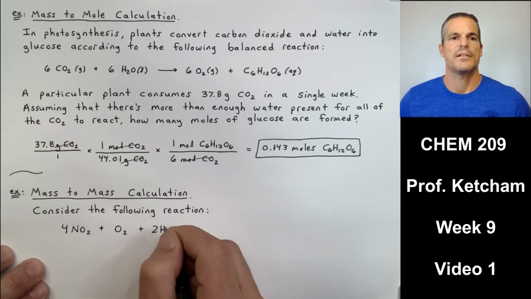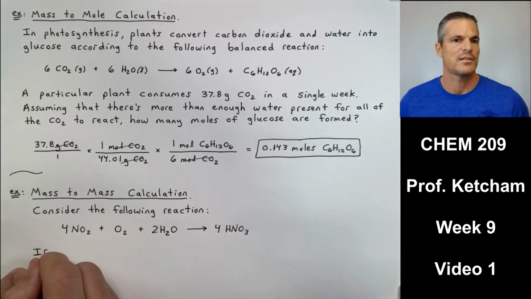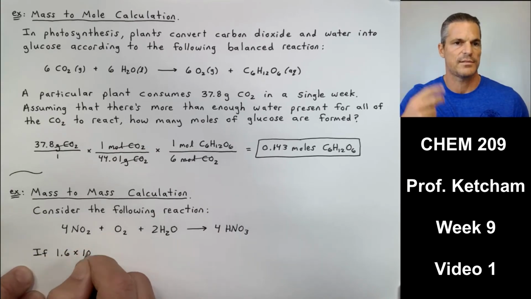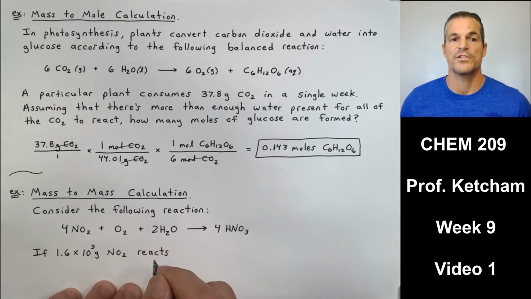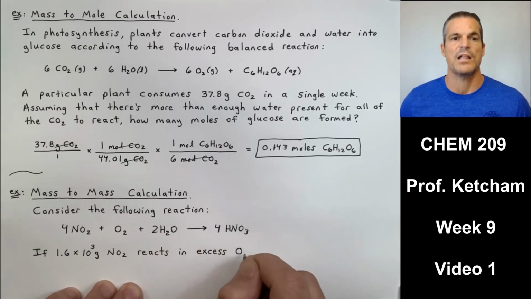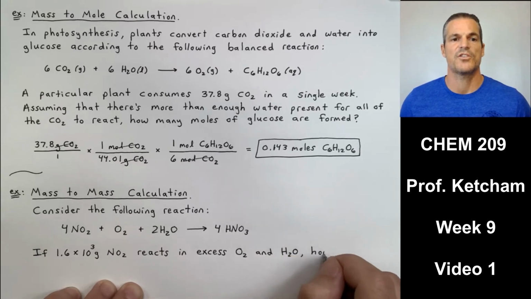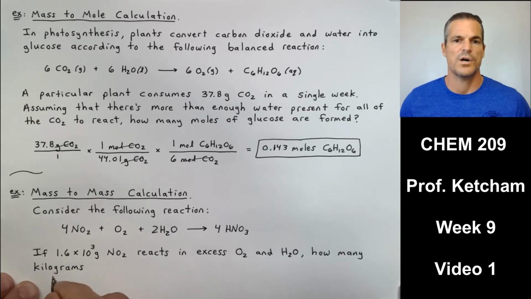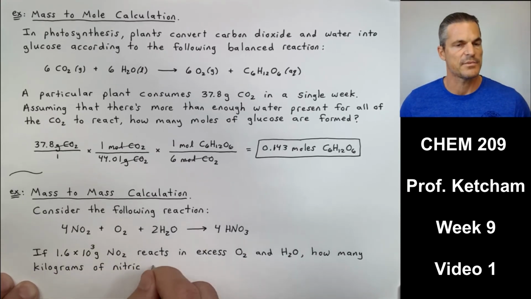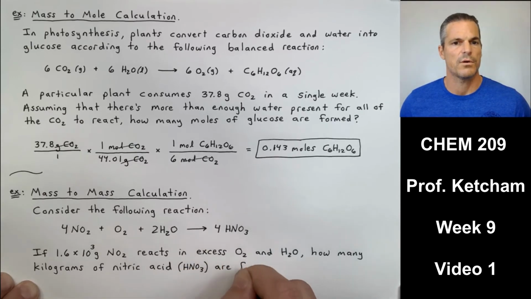Okay? All right, the last one is the longest one because we're going from mass to mass. We'll need the periodic table twice. Okay? So we've got the following reaction. I see a big old coefficient 4 that immediately makes me know it's balanced. It says if 1.6 times 10 to the third grams of NO2 reacts in excess O2 in water, how many kilograms, careful on the kilograms, of nitric acid, HNO3, are formed?